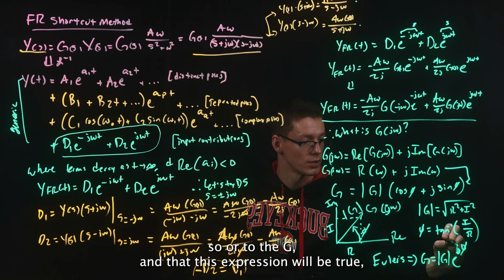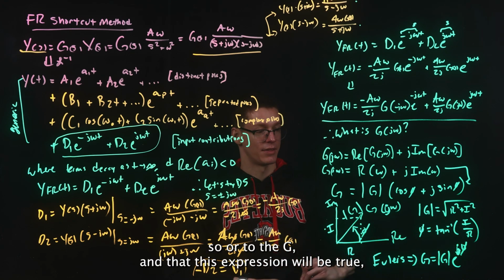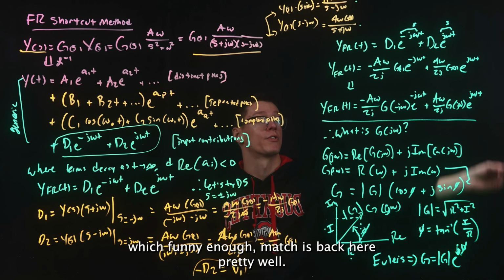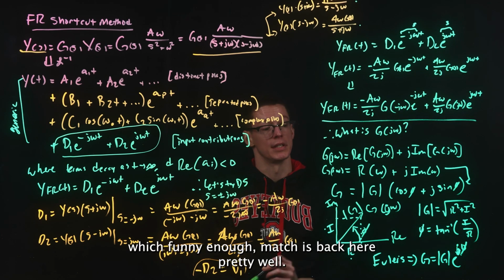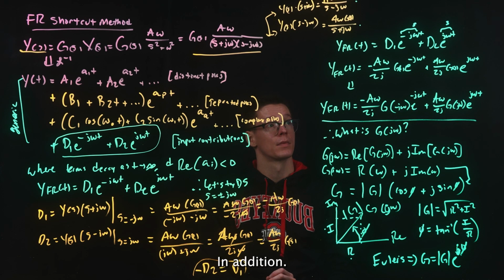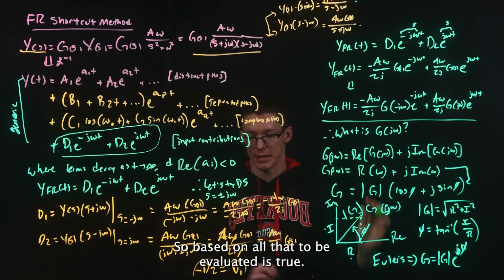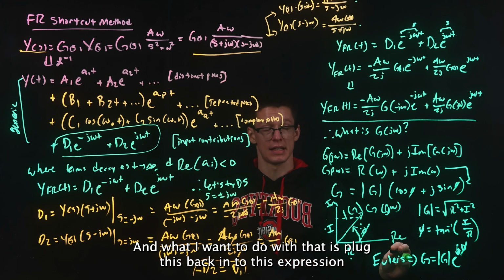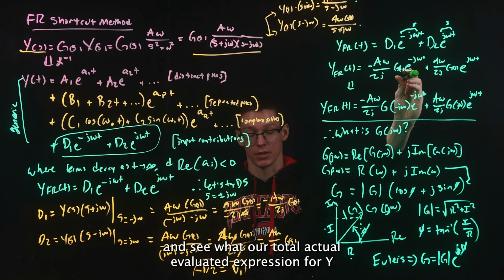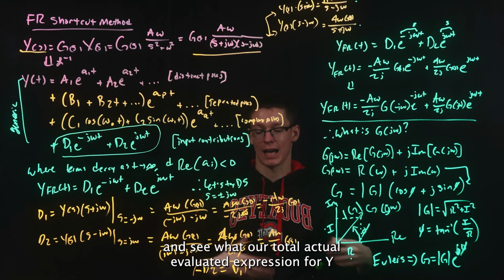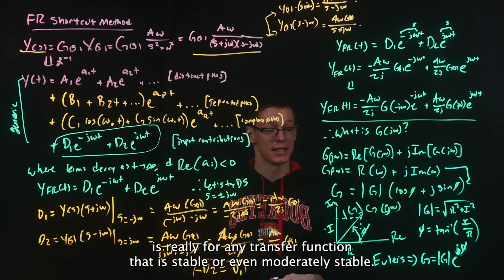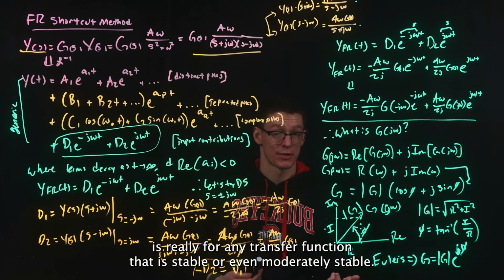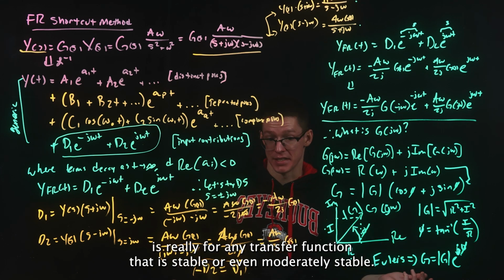So, e to the j phi. And this expression will be true, which funny enough matches back here pretty well in addition. So based on all that to be evaluated as true, we can even do a little bit more math here. What I want to do with that is plug this back into this expression and see what our total actual evaluated expression for y is, really for any transfer function that is stable or even moderately stable.